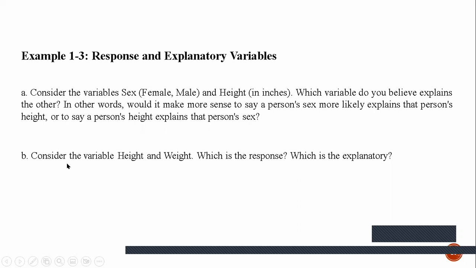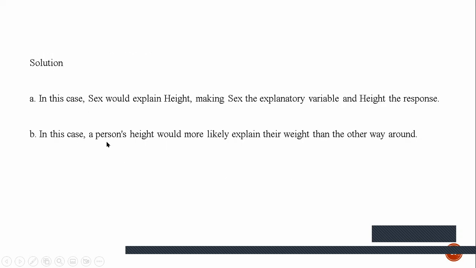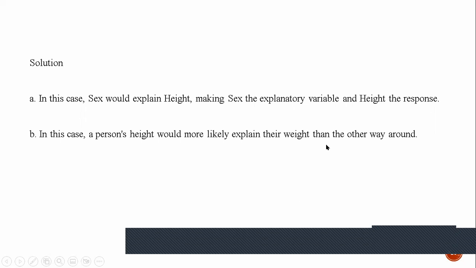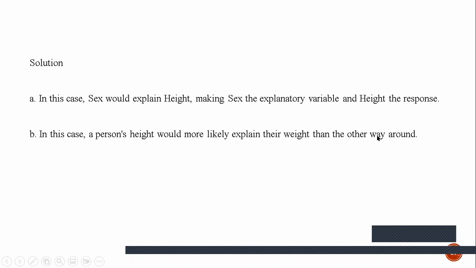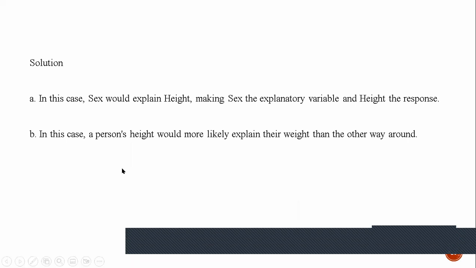For the second one, consider the variables height and weight, which is the response, which is the explanatory. Height and weight එක ගත්තොත්, in this case a person's height would more likely explain their weight. ගොඩක් වෙලාවට උසින් weight එක කියනවා වෙන්න පුළුවන් than the other way round. So a person's height would more likely explain their weight than the other way. එහෙනම් weight එක කියලා කියන්නේ y value එක, that is the output value. For the input value or else the independent value, we have height. Is it clear?